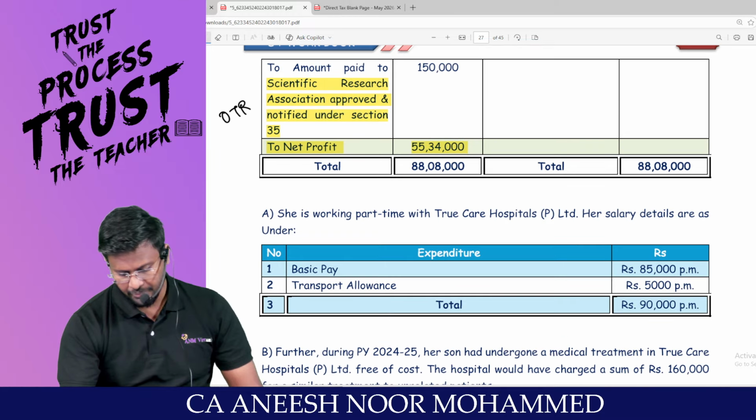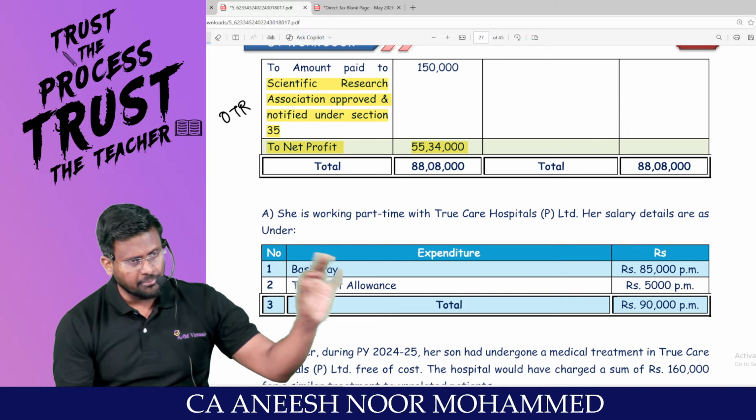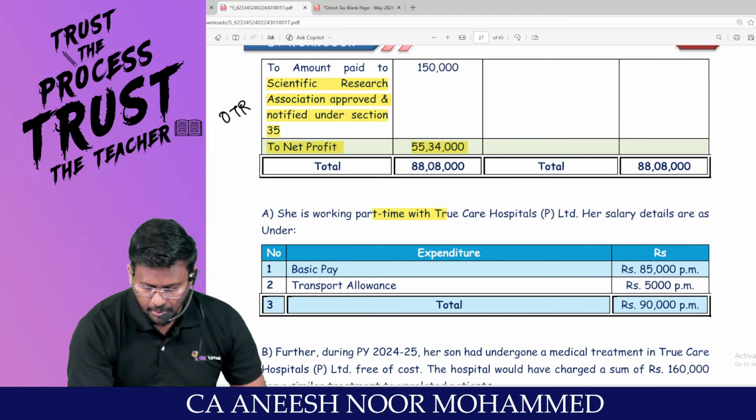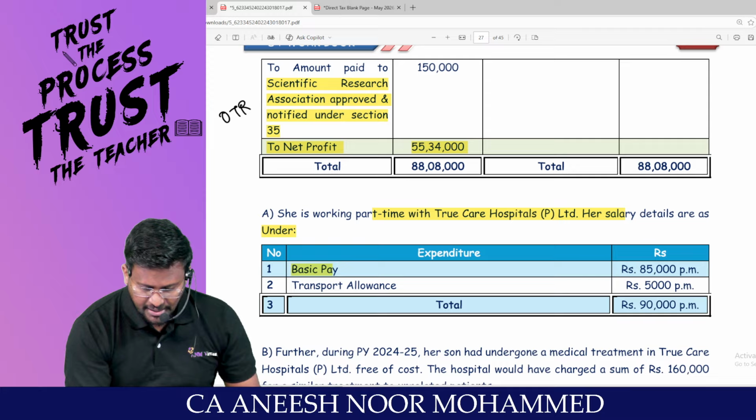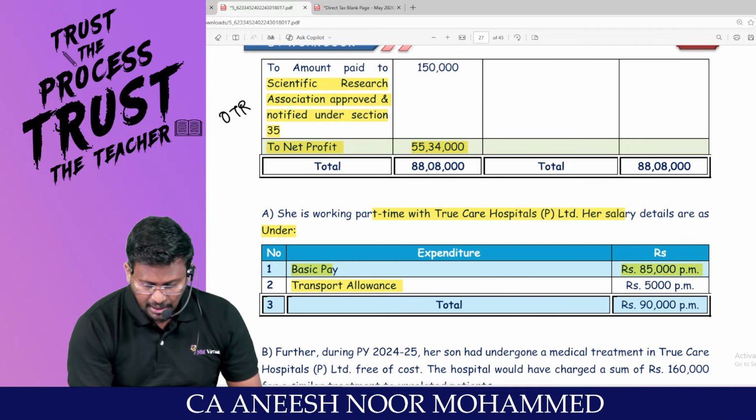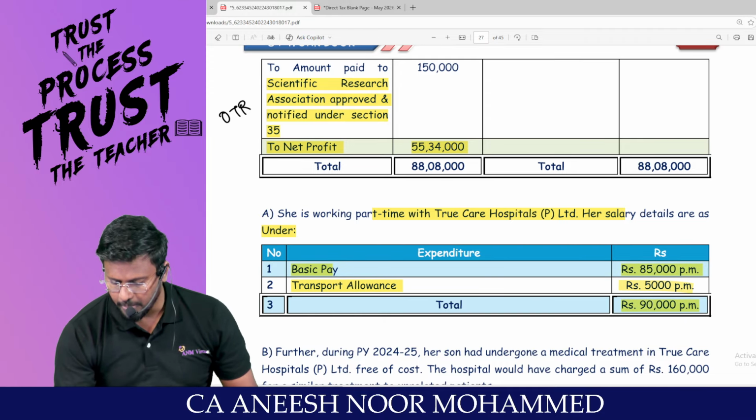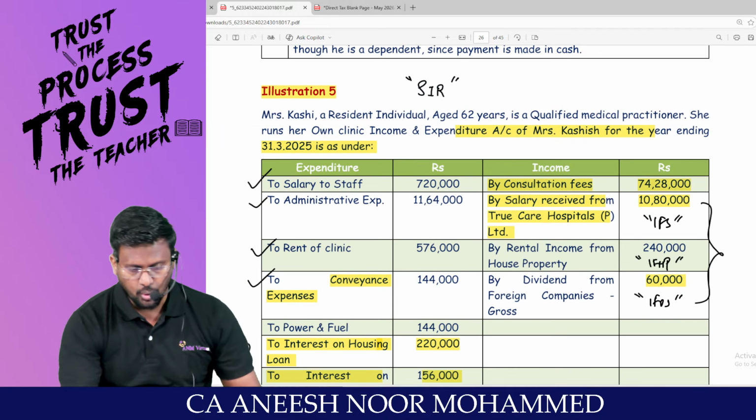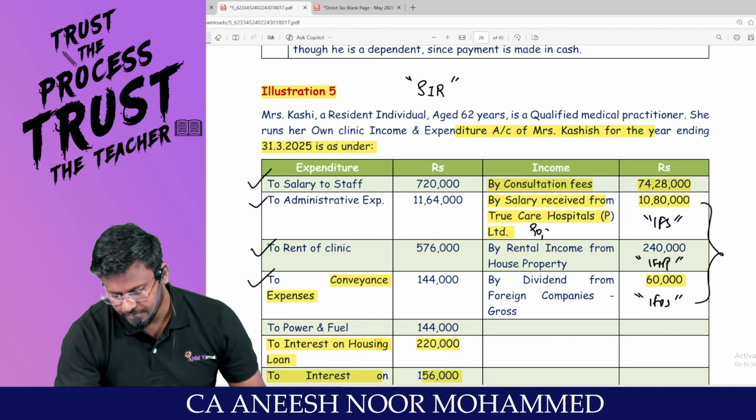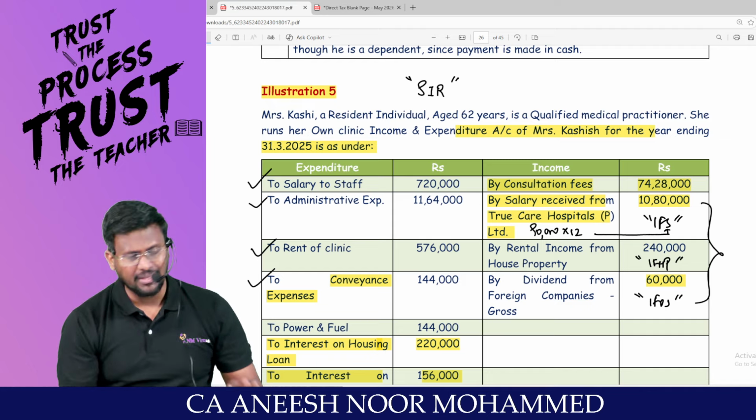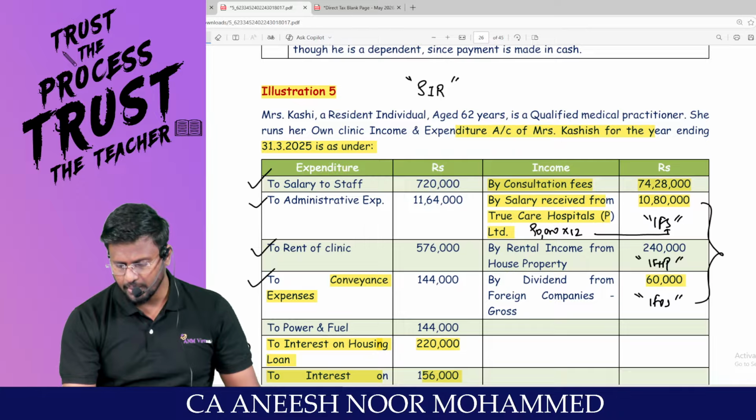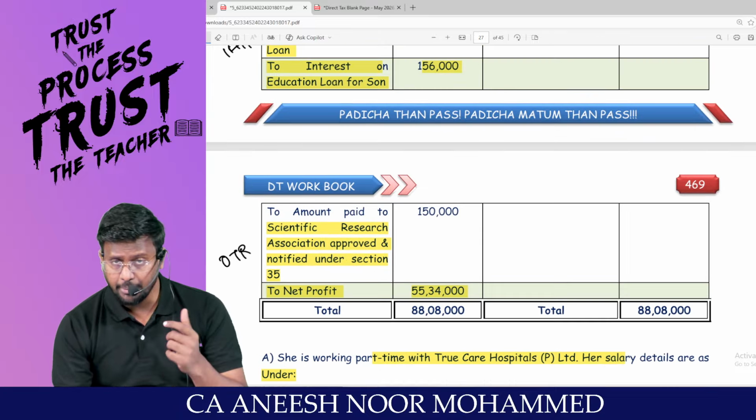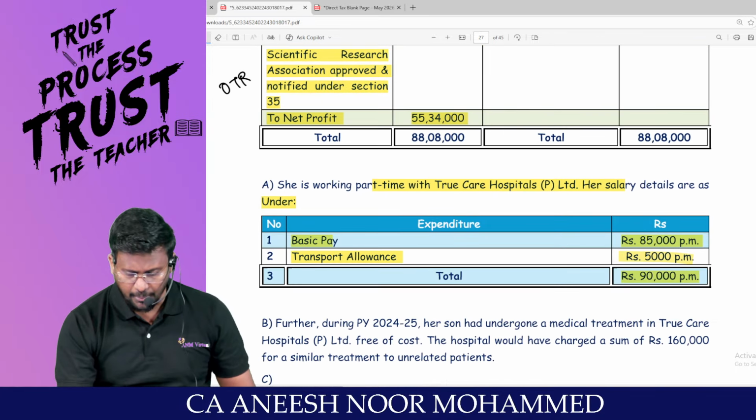Am I right? She's working part-time in True Care Hospital Private Limited. That's why she's getting salary. Her salary details are as under: basic pay 85,000 per month, transport allowance 5,000 per month, total 90,000 per month. So tell me, 90,000 into 12 is 10,80,000. That's why 10,80,000 rupees salary has been credited to the P&L account. Am I right? This has to be deducted from PGBP and should be included in the income from salary.